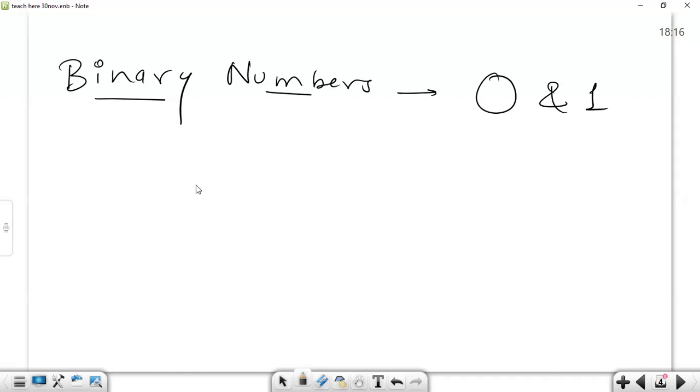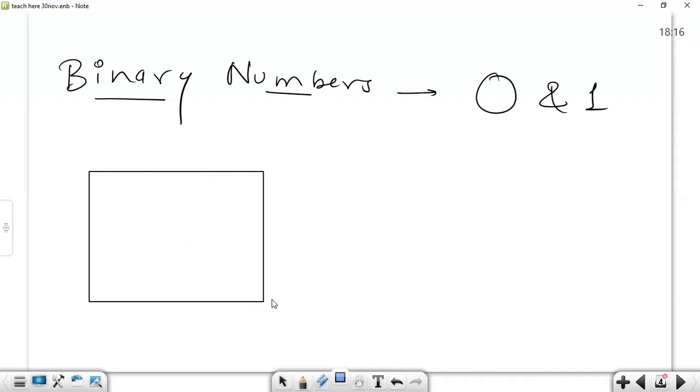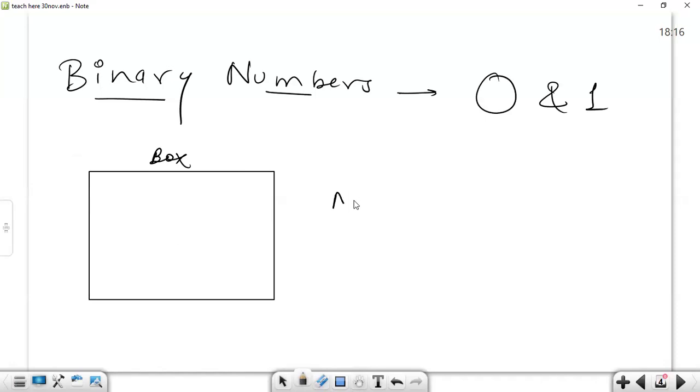So if we have to write, let me first draw a space. So this is a space, and this is a particular box. This box has no oranges. So how will I use binary numbers to represent the number of oranges in the box? Let me write the number of oranges in the box. So how many are there?